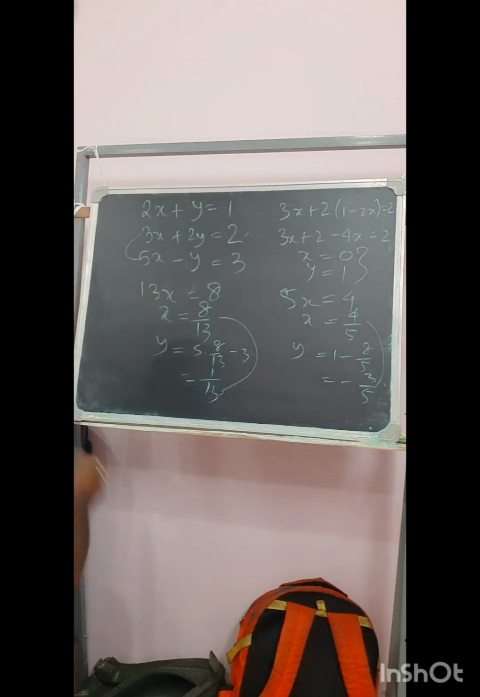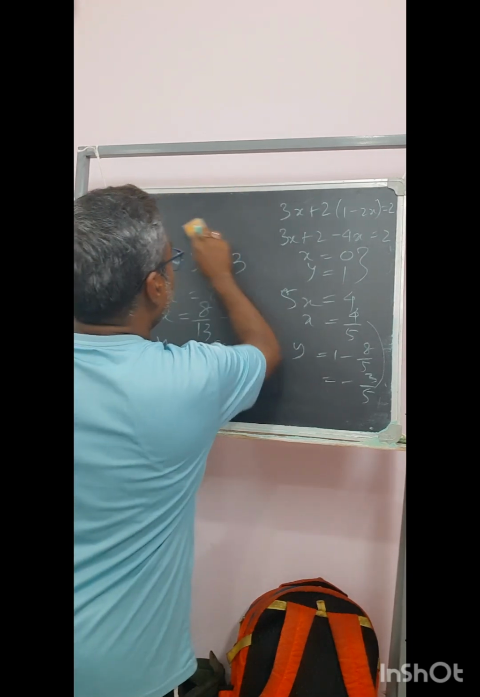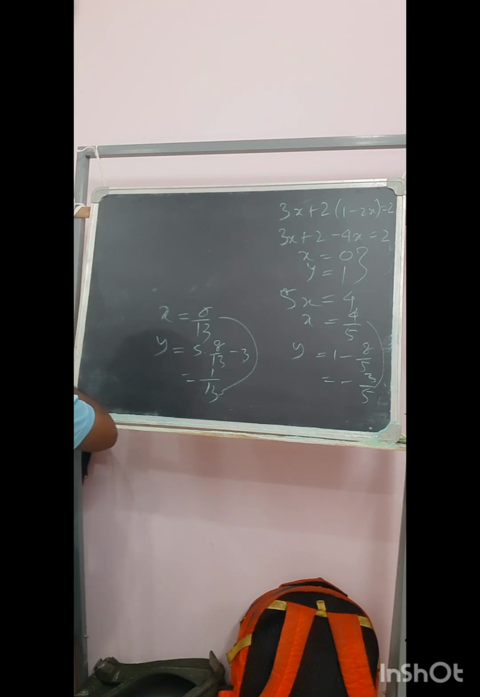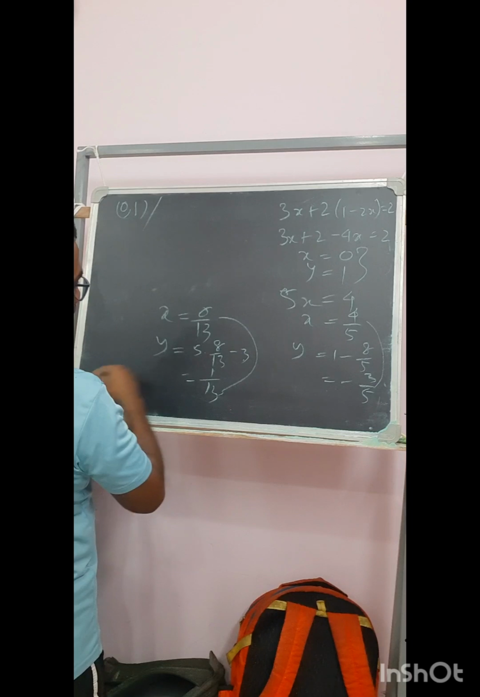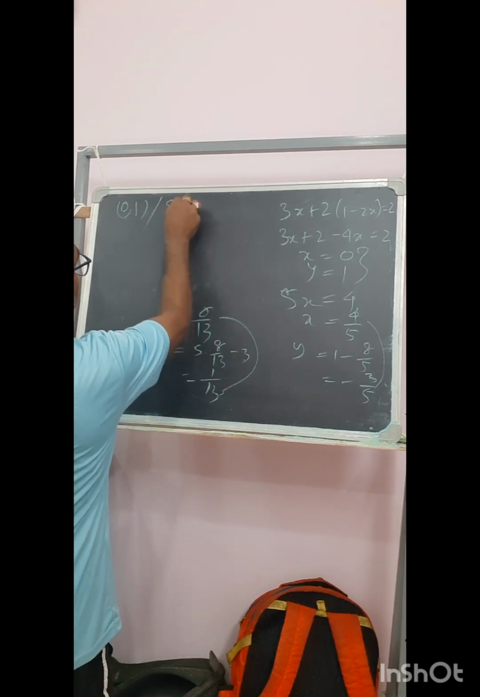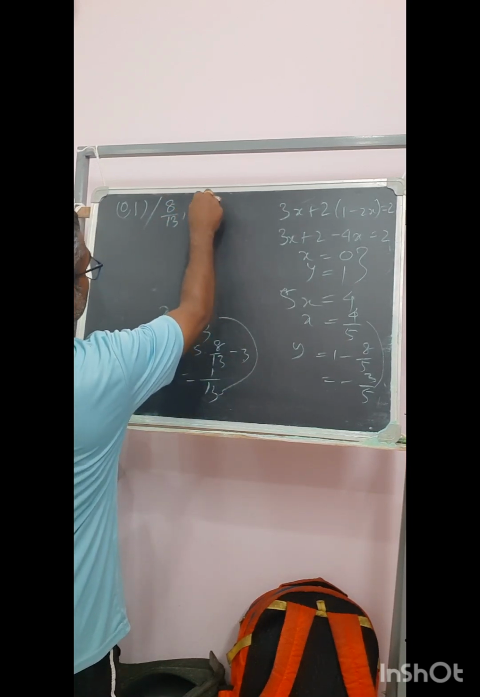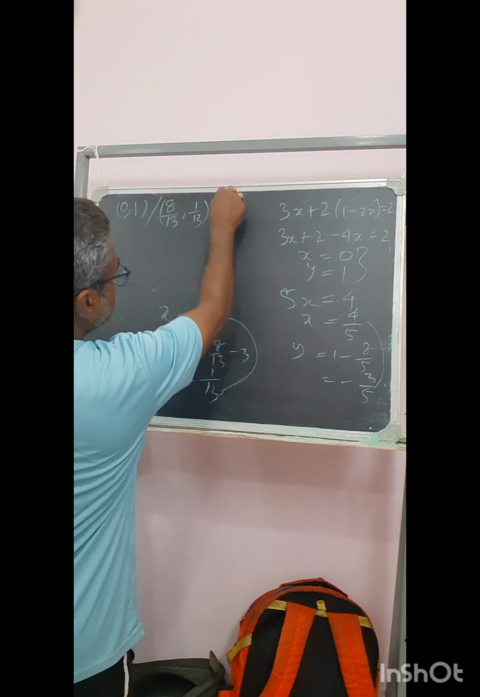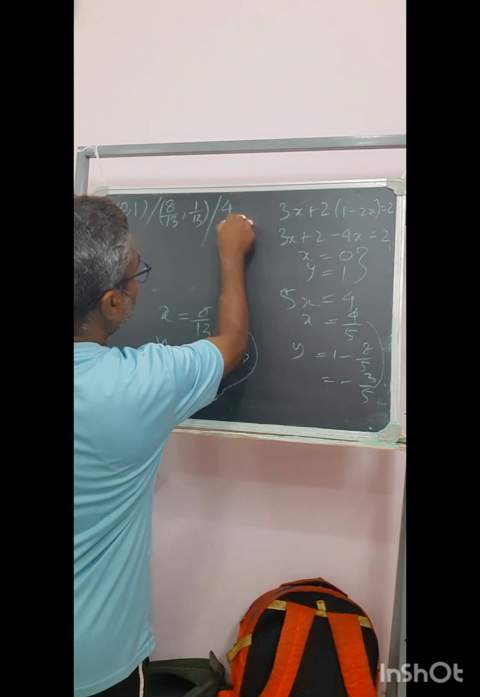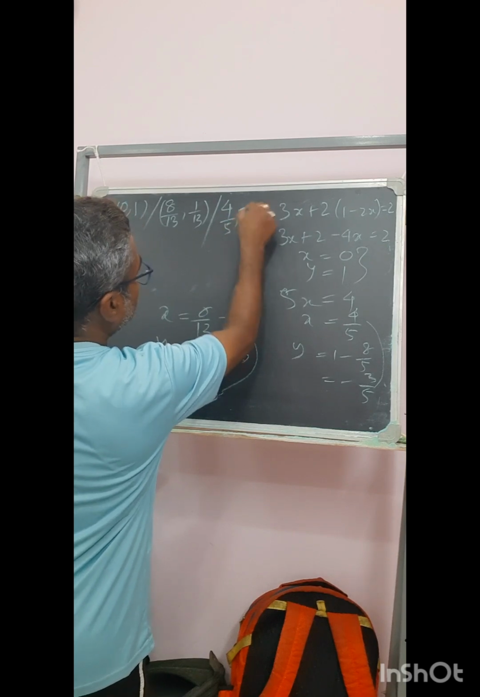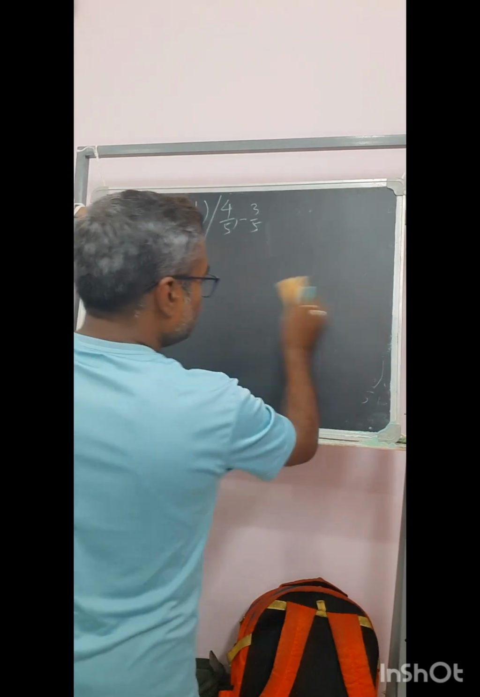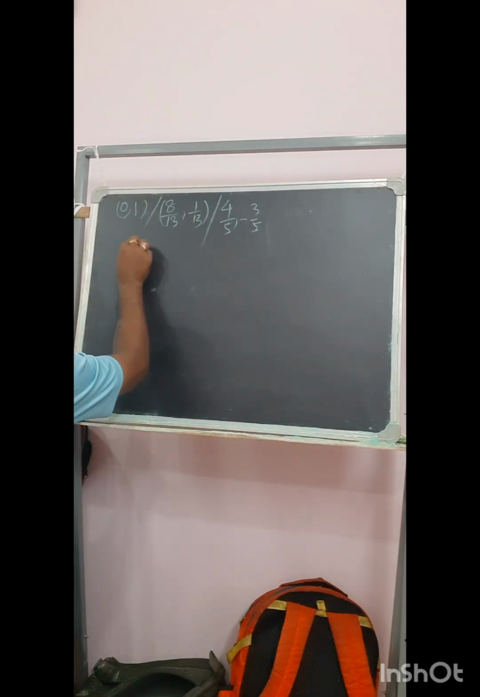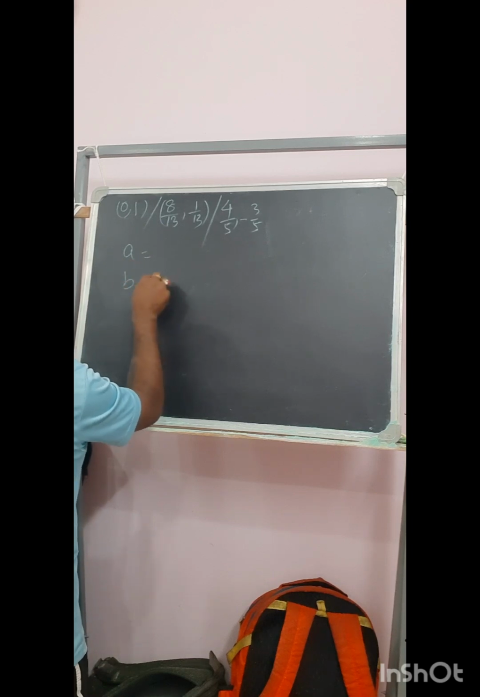So you can understand, I will now write all three sets of values here. 0, 1 is one value, second one is 8 by 13, 1 by 13 is another set, and the last one is 4 by 5, minus 3 by 5. So these are the 3 points I will get. From there I can get the area, with the points A, B, C respectively.